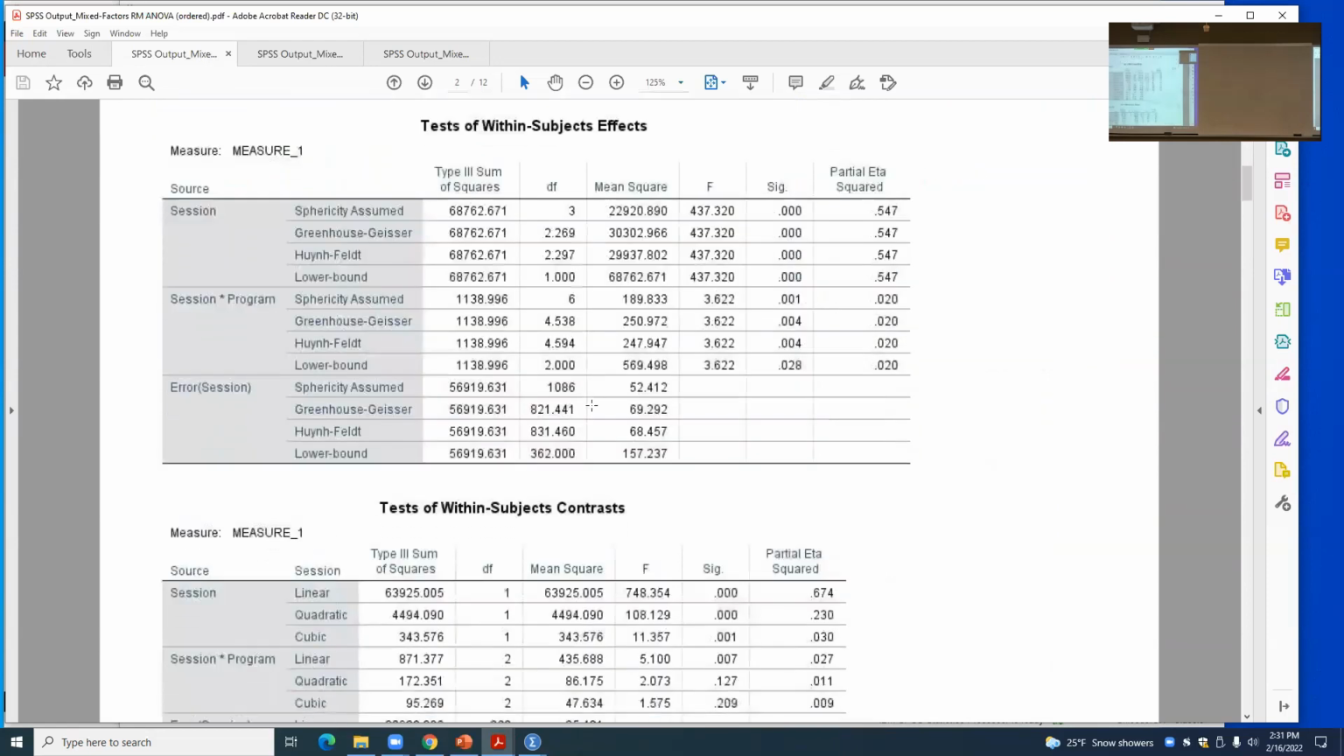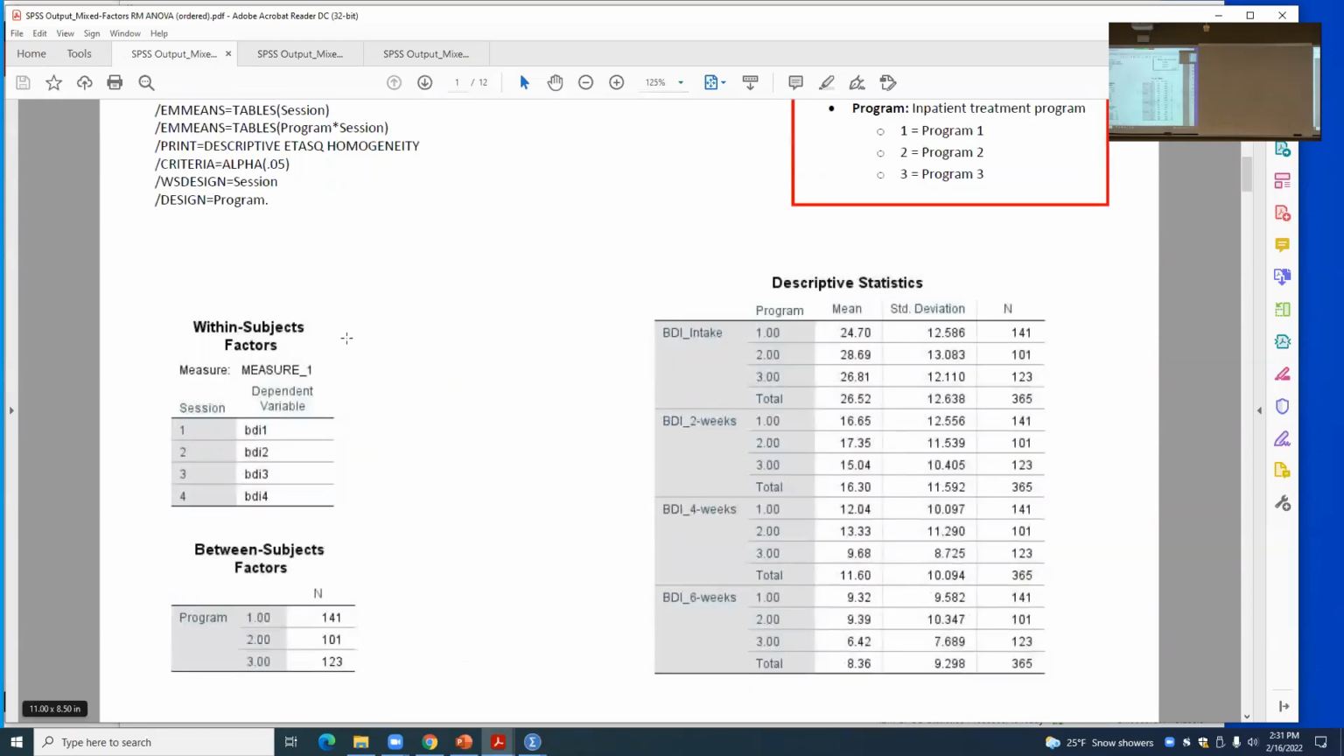Okay. So going down through, taking a look here, you're going to see your repeated measure. Always important to take a look at that. Make sure that it's in the order that you've put it in. We've got 1 is BDI 1, 2, 3, 4. That looks good. Our between subjects factors, want to eyeball those numbers to make sure they map onto what we think we're doing. And then we've got our descriptive statistics, right? What SPSS does is it says intake, program 1, 2, 3, and then what's this total here?